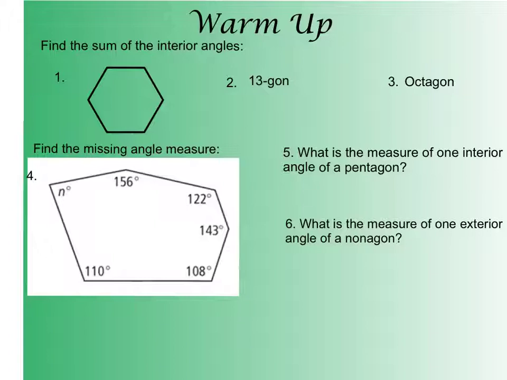Pause me, because I'm going to tell you the answers for each of these problems. So for question number 1, you need to use the formula n minus 2 times 180. I see that I have 6 sides here, so I'm going to plug in 6 for n, and my answer should be 720 degrees.